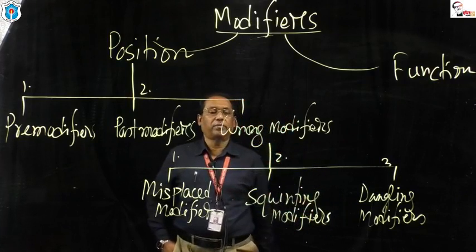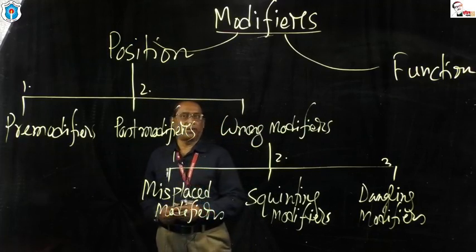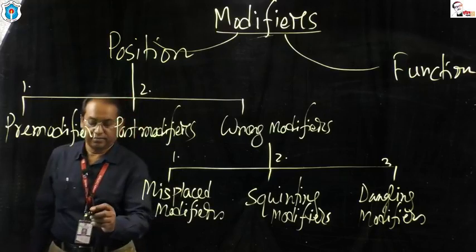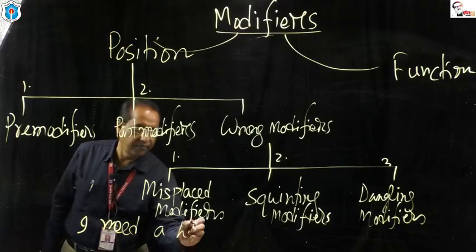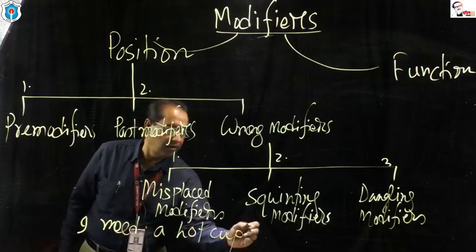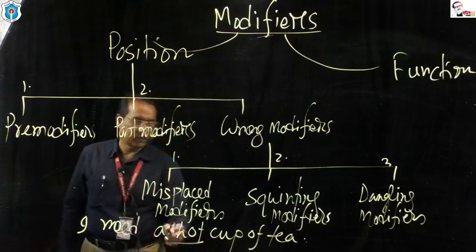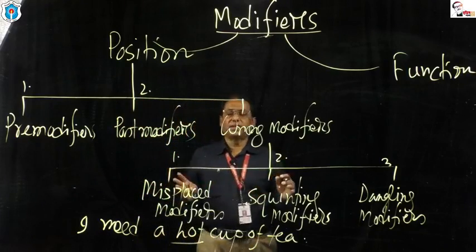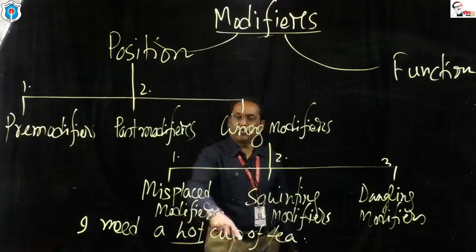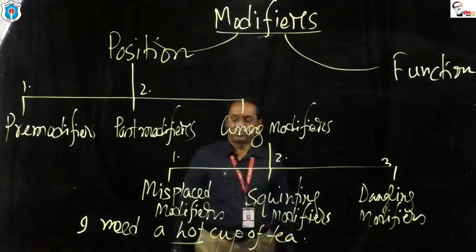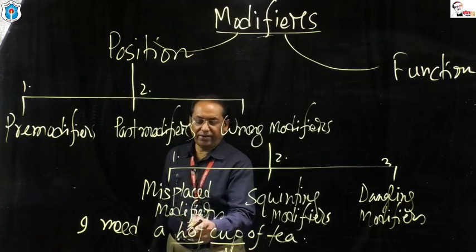And what is squinting modifier? Give an example of misplaced modifier. I need a hot cup of tea. Think of hot. What is a misplaced modifier? It modifies the wrong head word. It modifies cup. This is the noun or head word. I need a hot cup.